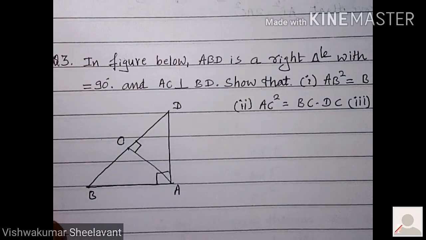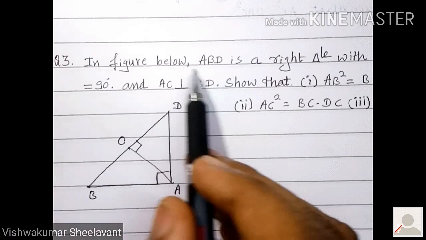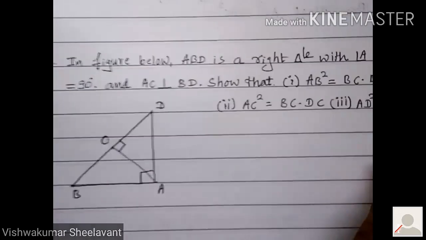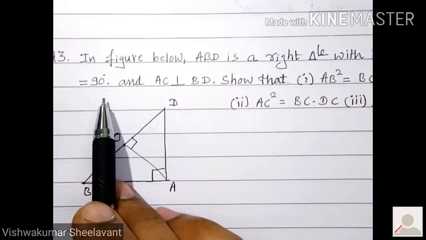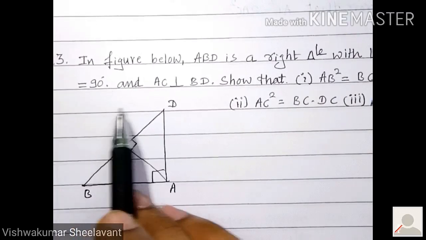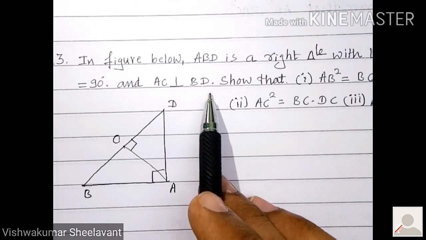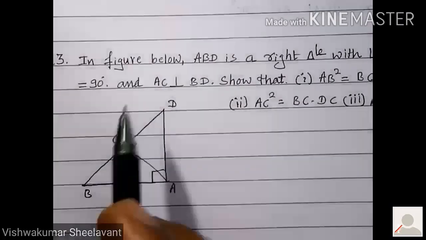Now, question number 3. In the figure below, ABD is a right triangle with angle A equal to 90 degrees and AC is perpendicular to BD. Here AC, this is AC.